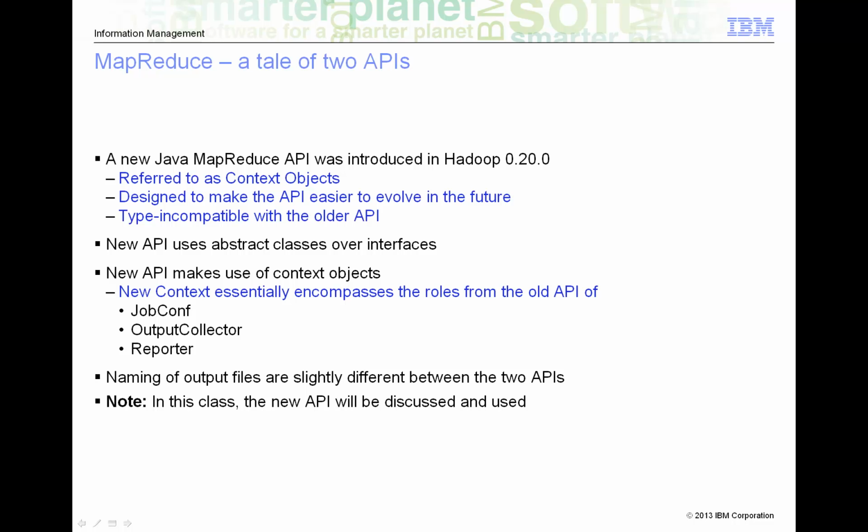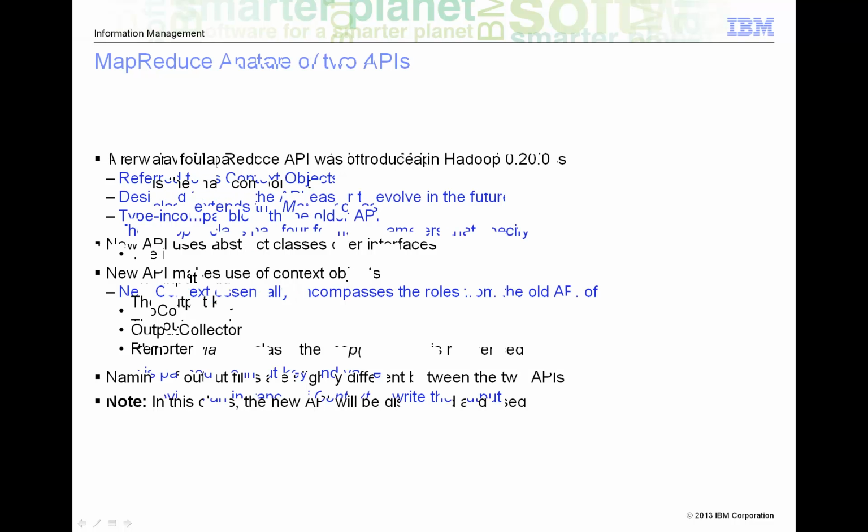Output files are named differently. With the old API, both the map and reduce outputs are named part dash followed by a 5-digit number. With the new API, map output has the name of part-m followed by a 5-digit number, and reduce output has the name of part-r followed by a 5-digit number. This course focuses on and uses the new API.